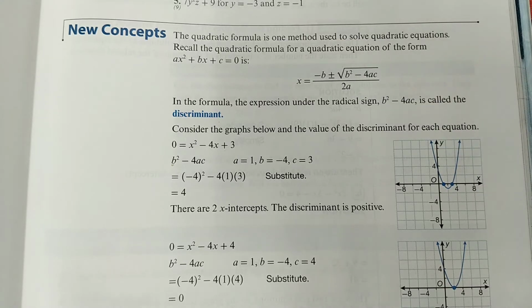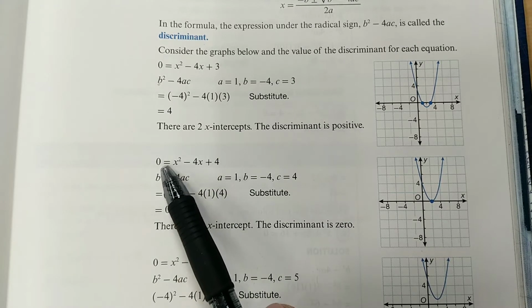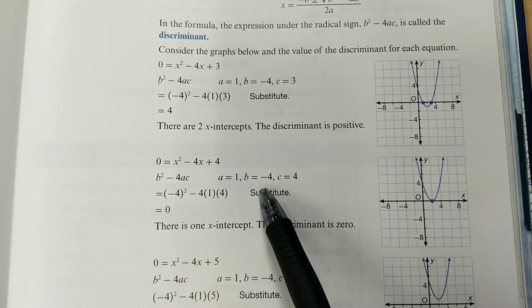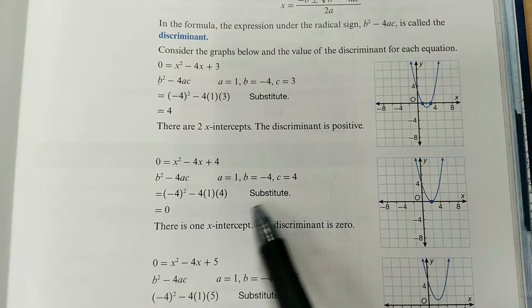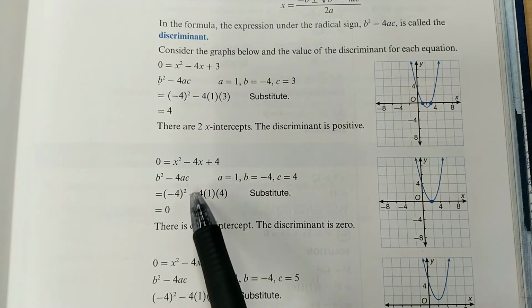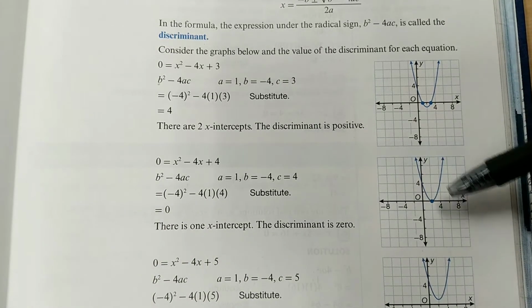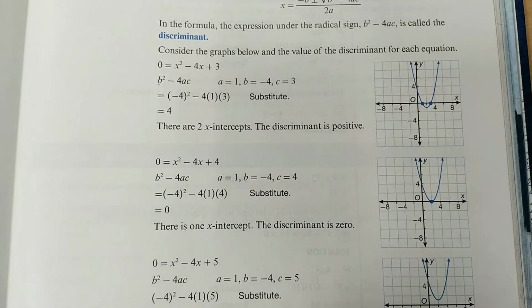Let's talk about what happens when it's 0. This one is x squared minus 4x plus 4 equals 0. A is 1, b is negative 4, c is 4. When I plug it in, I get 0. The discriminant is 0, and it crosses in only one place. There's something else unique here: this trinomial happens to be a perfect square trinomial. We'll see how that works a little later, but perfect squares have only one point where they cross, and that happens when the discriminant is 0.